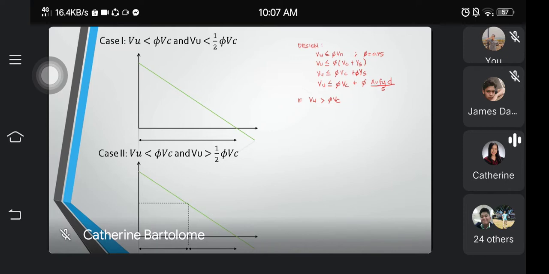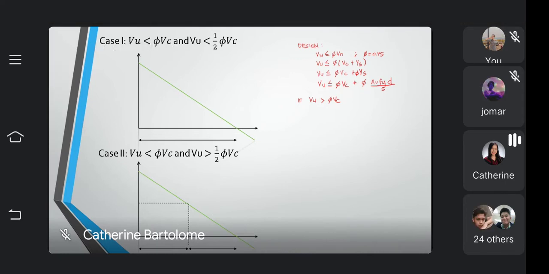So kailangan ba natin ng stirrup o hindi? Kailangan natin ng stirrups because the concrete alone cannot resist the ultimate shear. Did you get it? Hindi niya kayang buhatin. Okay, kasi mas mataas yung ultimate mo eh. This is your actual, this is the required capacity. So mas mataas yung actual mo dun sa capacity mo. Okay, so dapat magdagdag pa tayo ng shear.